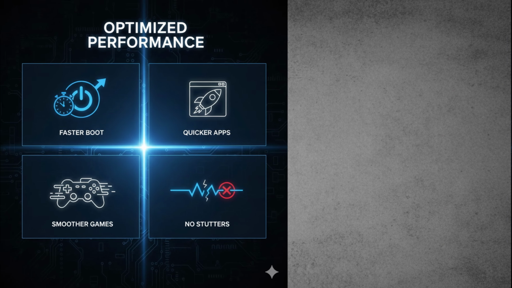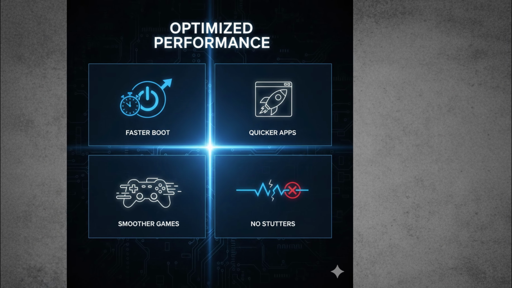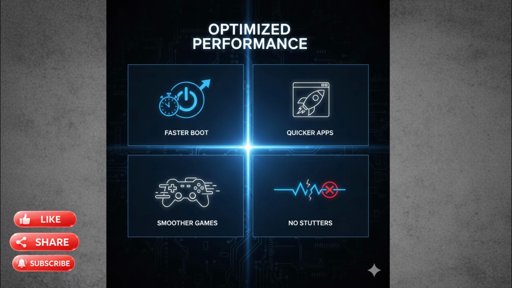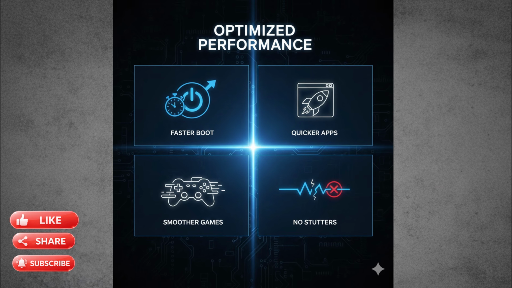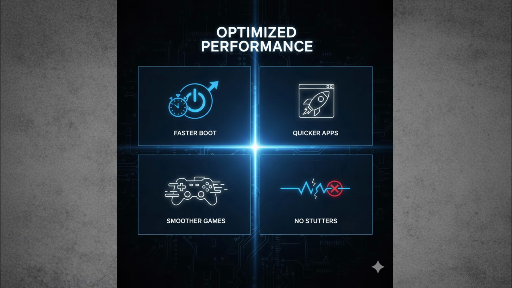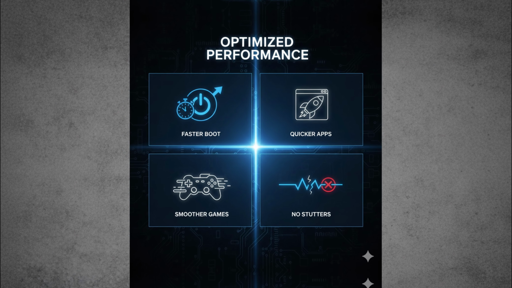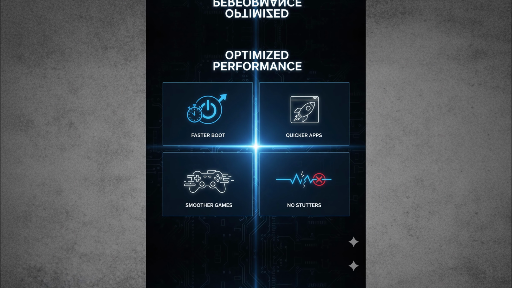By disabling those 3 legacy features and using Microsoft PC Manager, you've removed the biggest performance bottlenecks in Windows. Your PC boots faster, apps open quicker, games run smoother, and those random stutters disappear.